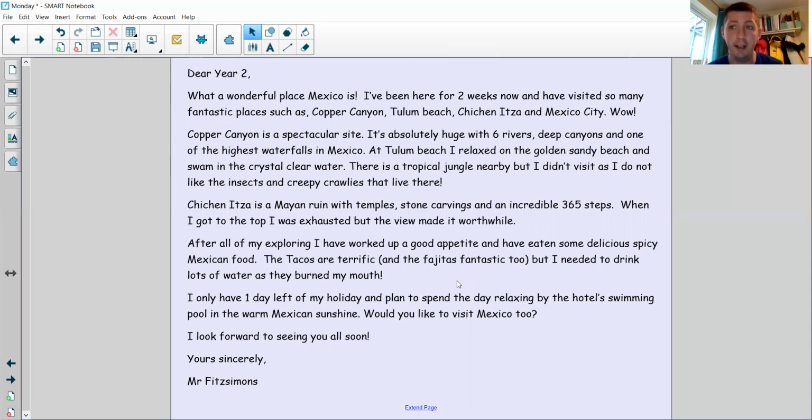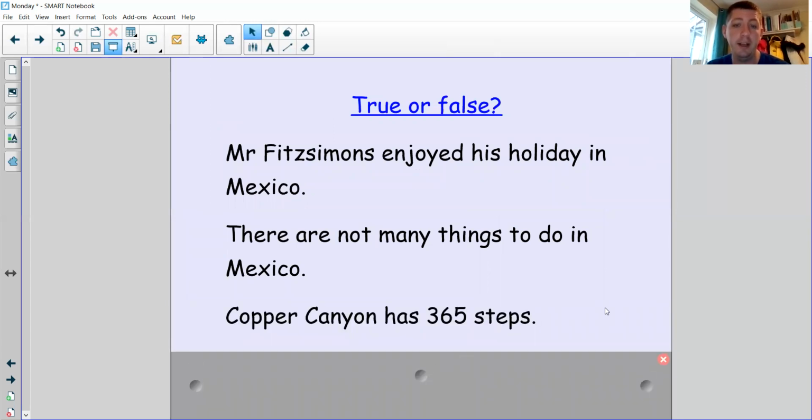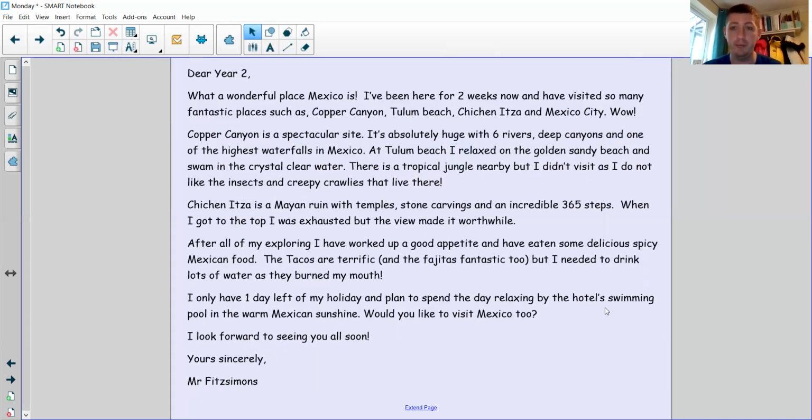I would say that that is false. There's Copper Canyon, Tulum Beach, Chichen Itza, Mexico City. I'm sure there's many more things as well to do, but those are just 4 things that I've told you about. And finally, last one. Copper Canyon has 365 steps. Is that true? Or is that false?